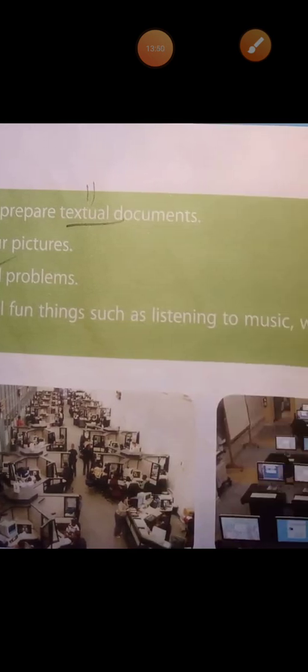Okay, you can write letters or prepare textual documents. So not only letters or documents, we can prepare many things in a computer. We can do anything. We can write letters, drawings, many things. So that is the first point. Textual documents mean we are typing a document, that is textual.